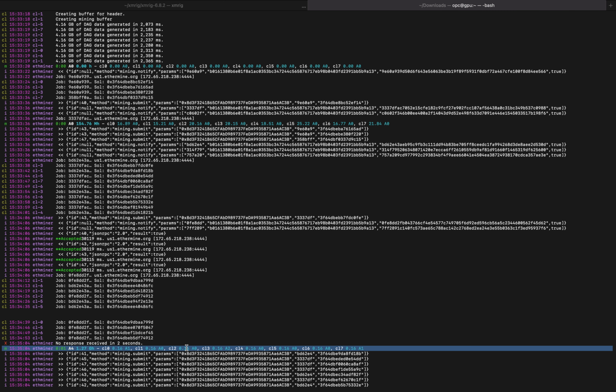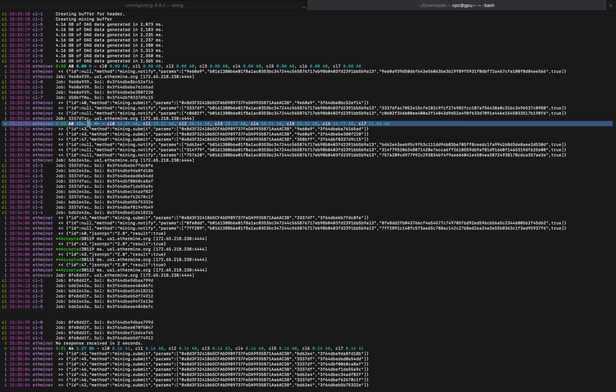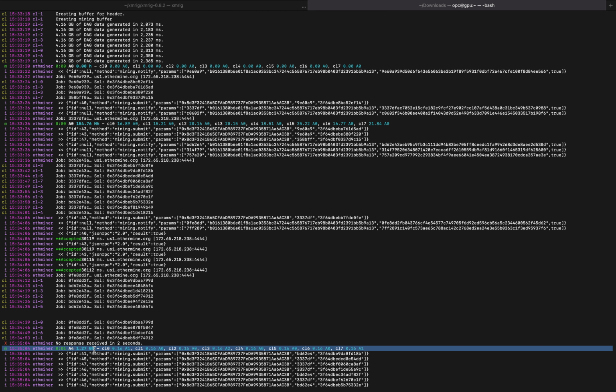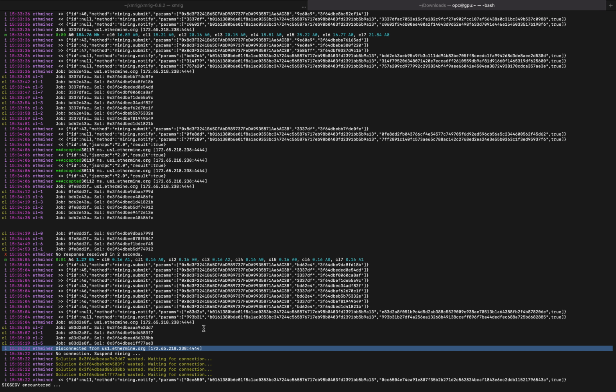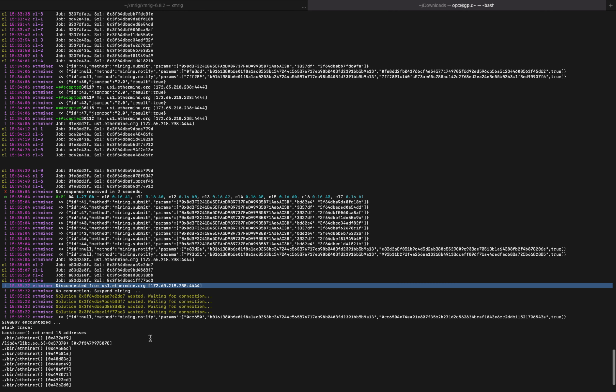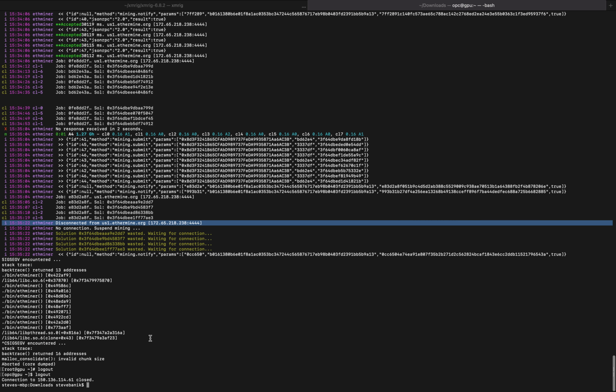And look at this. Suddenly we shot up to 1.27 gigahash. So we 10x'd the hash rate on this. We went from 154 megahash to 1.27 gigahash in the space of 2 minutes. So then all of a sudden I got disconnected again. I'm guessing Oracle kicked me out and I got that SIGSEGV stack trace, backtrace, and that was the end of it.